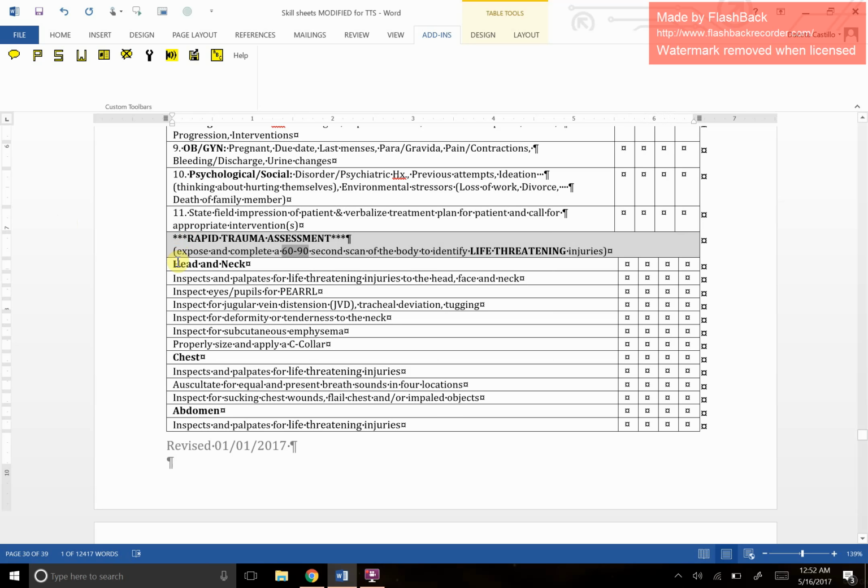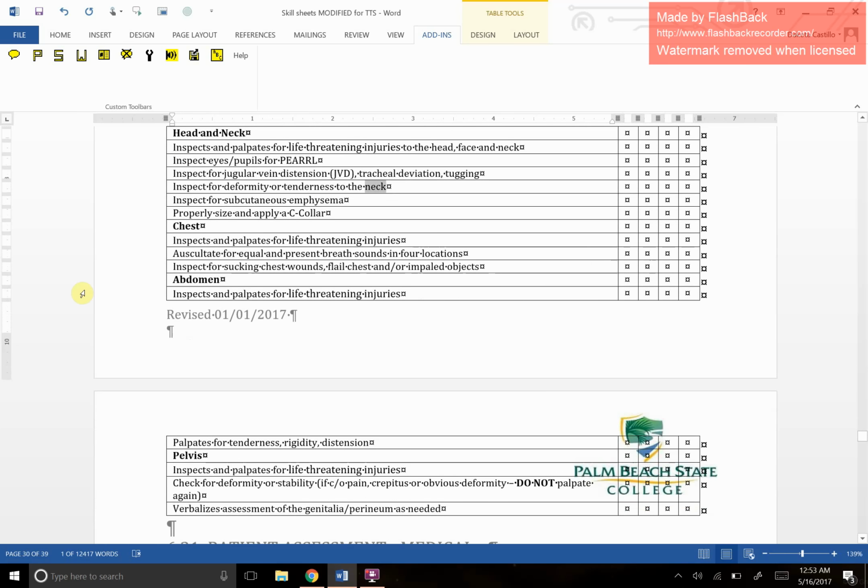Rapid trauma assessment. Expose and complete a 60 to 90 second scan of the body to identify life-threatening injuries. Head and neck. Inspects and palpates for life-threatening injuries to the head, face, and neck. Inspect eyes/pupils for PERRL. Inspect for jugular vein distension, JVD, tracheal deviation, tugging. Inspect for deformity or tenderness to the neck. Inspect for subcutaneous emphysema. Properly size and apply a C-collar.